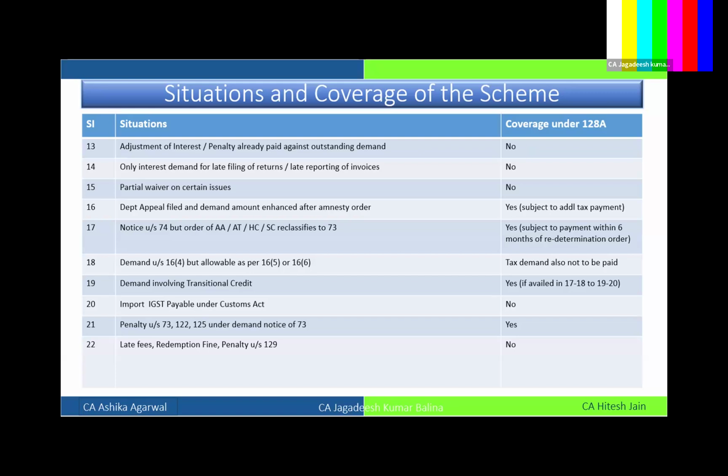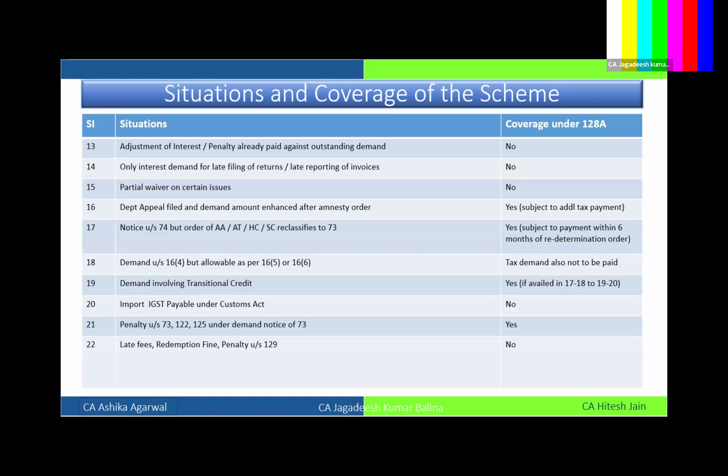Only interest demand: if you receive any notice or demand order for delayed filing of returns or late reporting of invoices. Let's say a March 24 invoice you are reporting in the month of October now. In that case, you need to pay the interest from March till the date of your payment, right? In that case also, you cannot opt under this scheme, in case of delayed filing of returns or late reporting of invoices, because here there is no tax. You have already paid the tax, but the department is asking you to pay only the interest.